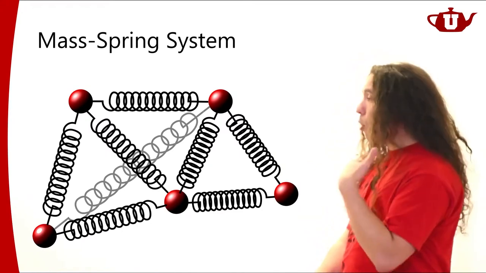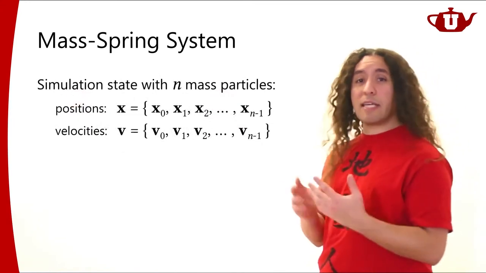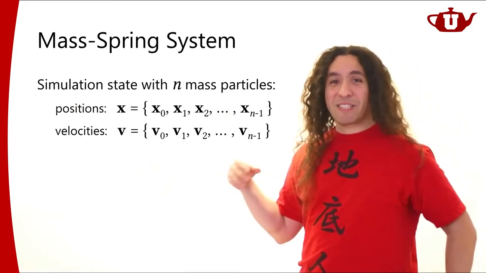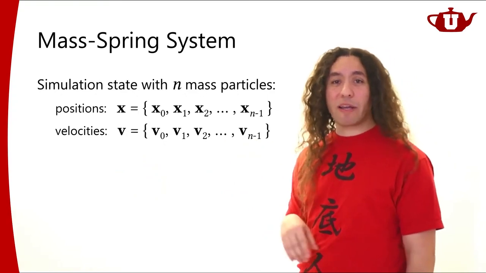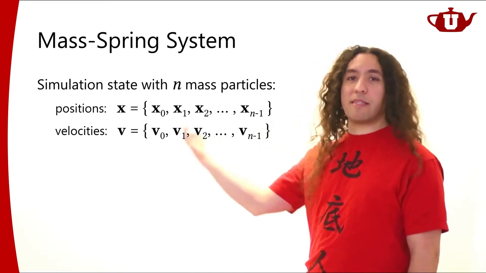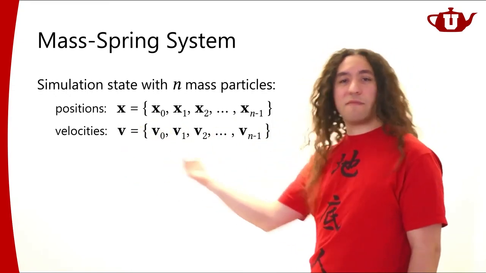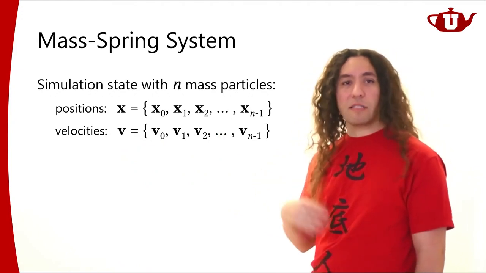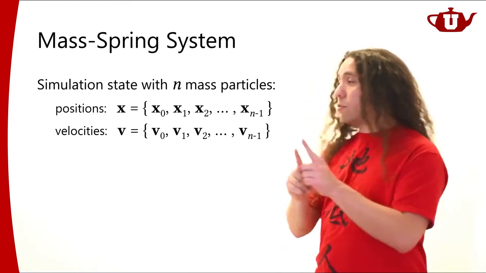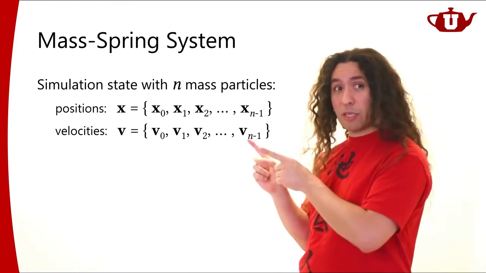Since we have a whole bunch of objects here, in a mass spring system, our state is going to contain all of them. So if I have n mass particles, that means my position state is going to be this vector that contains all of them, and my velocity is going to be this vector that contains the velocities of all of my particles. Now I'm going to talk about how one could implement a simulation using a mass spring system.